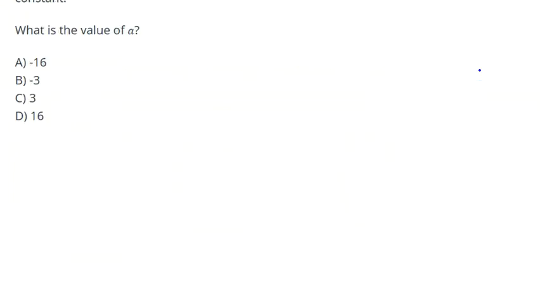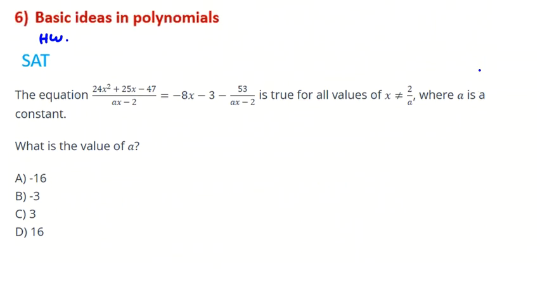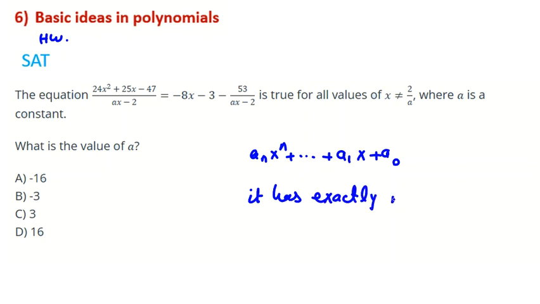And let me tell you another thing. Basic ideas in polynomials. If you see, for example, suppose a_n x^n plus ... plus a1 x plus a0. It has n roots in complex numbers. It has exactly n roots when the degree is n. So maybe some of them are equal in complex numbers.